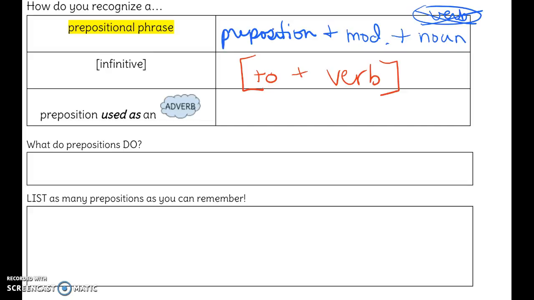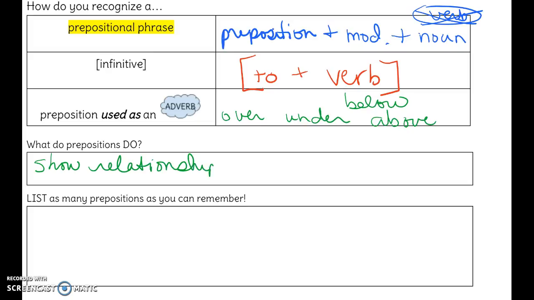The last thing that you could have that's confusing is a preposition that looks like a preposition, but it's all by itself. It's an adverb. Some of our more common adverbs: over, under, above, below, where they don't have something after them. It just says, I went over, or he went under, and it's not telling over the bed, over the hill, over the driveway.